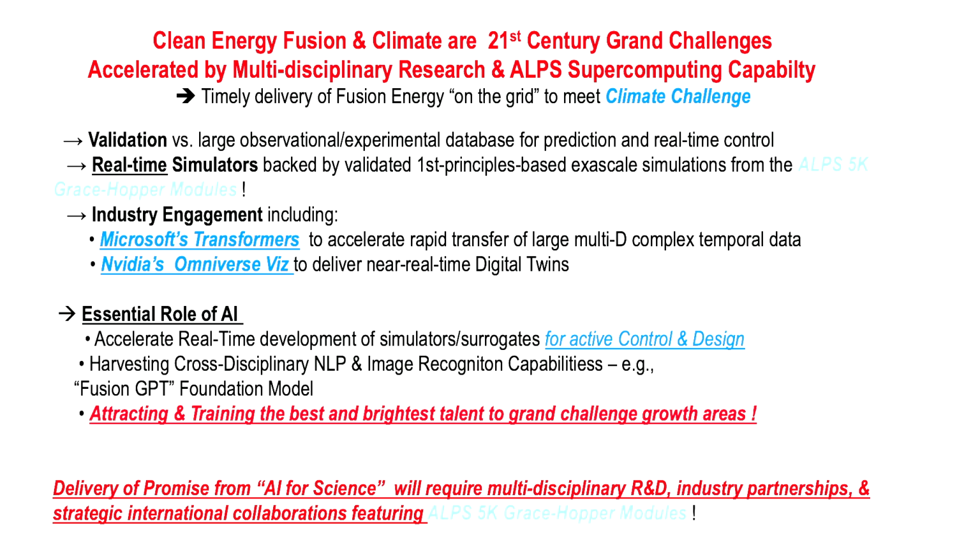The essential role for AI is very clear. You absolutely need it for active control and design. You need to harvest cross-disciplinary things like the natural language processing and image recognition capabilities, for example, found in GPT models, and we call our own latest version of this Fusion GPT. There's lots of different things coming out, and it's a great way of attracting the best and brightest talent to the grand challenge growth areas.